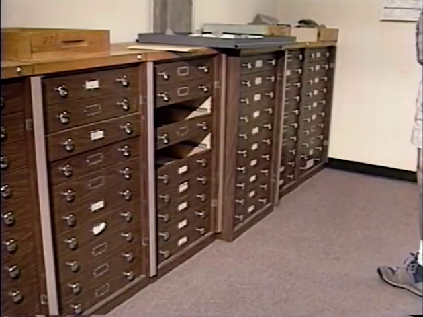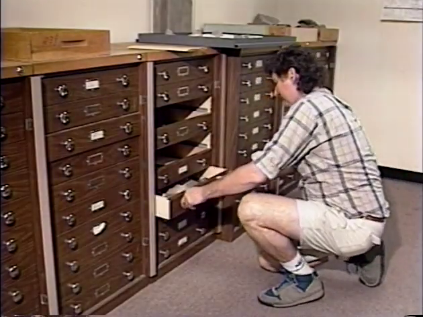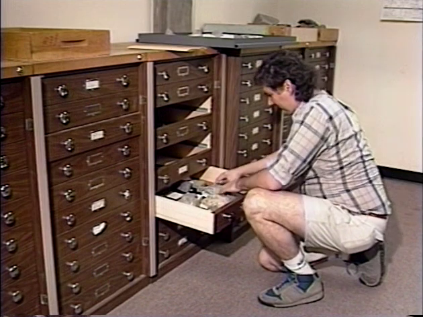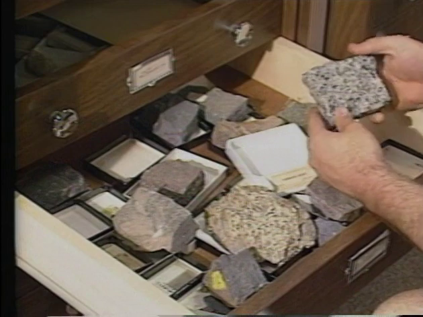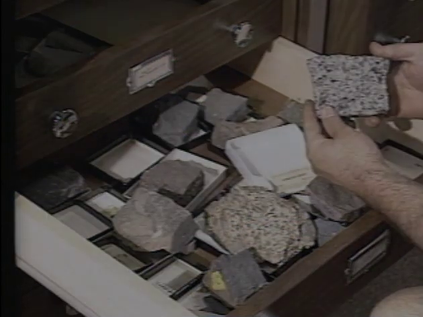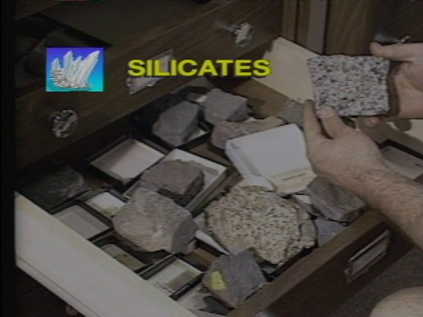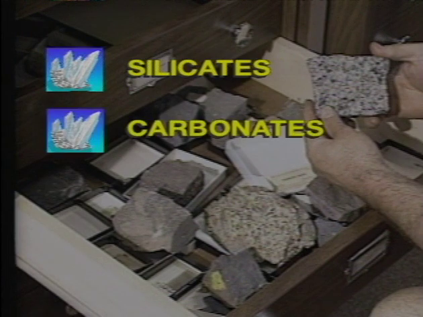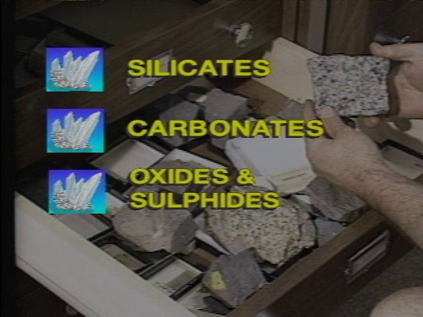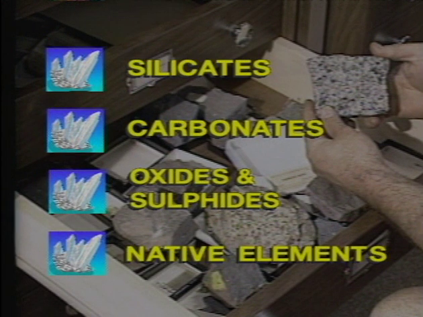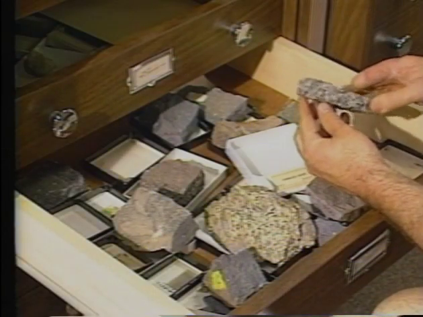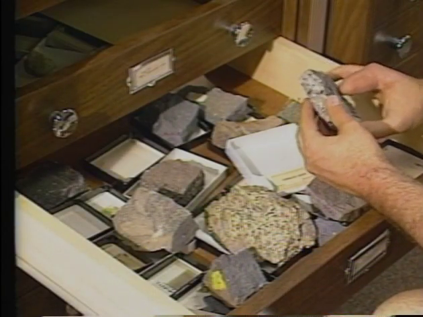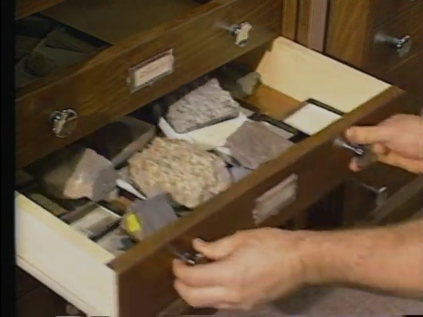With over 2,000 known varieties of minerals, it's useful for mineralogists, the scientists who study minerals, to classify them into families or groups. The major families we'll look at are the silicates, the carbonates, the oxides and sulfides, and finally the native elements. As these names suggest, mineral families are grouped by the kinds of atoms they contain. Let's take a closer look.